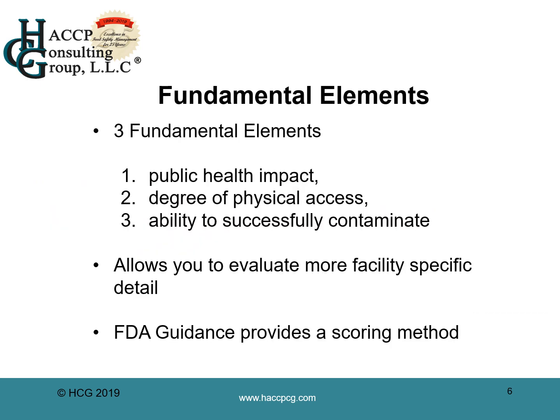The second method of conducting a vulnerability assessment is to evaluate the fundamental elements of potential risk for intentional adulteration. There are 3 fundamental elements identified. It's the potential risk to public health, it's the degree of physical access, and it's the ability to successfully contaminate. These elements must be considered in every vulnerability assessment, but they're already incorporated into the CAT method.